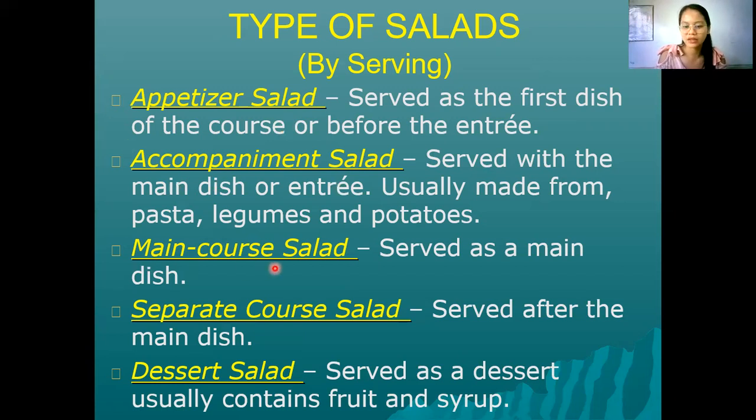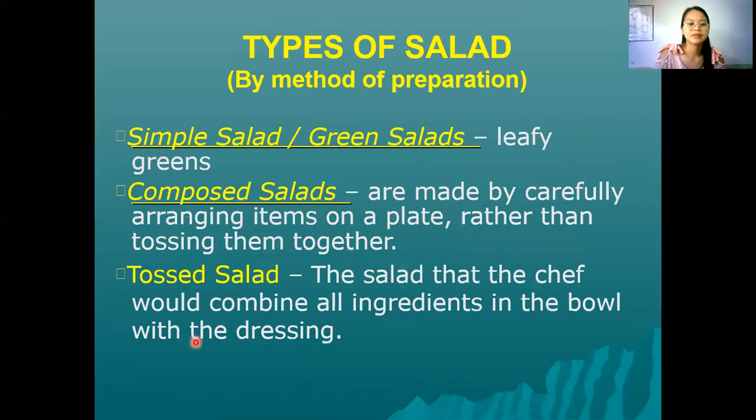We also have main course salad, served as a main dish. Okay, there are salads that are also considered as the main dish. And then we also have separate course salad, which is served after the main dish. And then dessert salad is served as a dessert and usually contains fruit and syrup. Okay, so those are the types of salad.